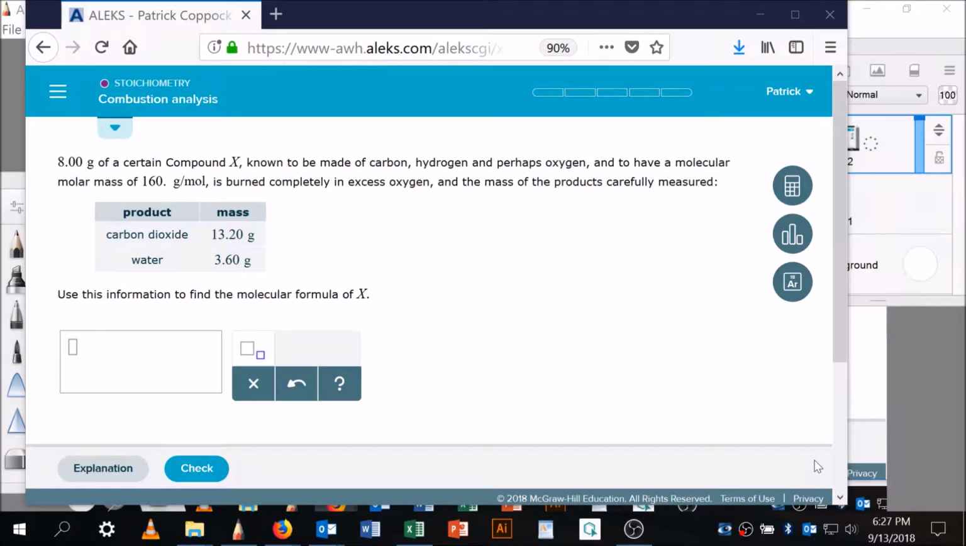Okay, so we're going to do a pretty elaborate topic now called combustion analysis. And this is really cool, but there's several steps to it. So let's read it. 8 grams of a certain compound X, known to be made of carbon, hydrogen, and maybe oxygen, and has a molecular mass of 160, is burned completely in oxygen, and the mass of the products are carefully measured.